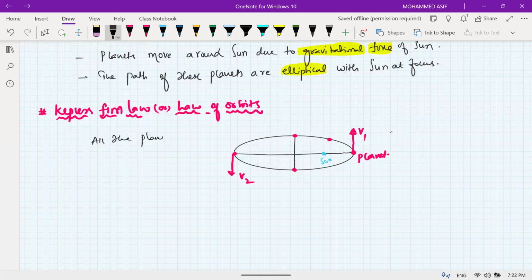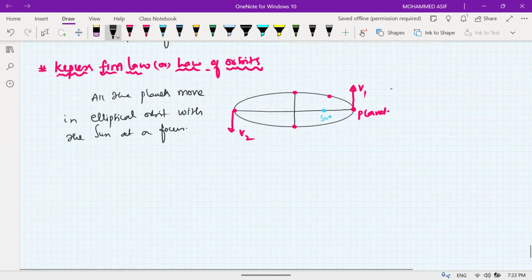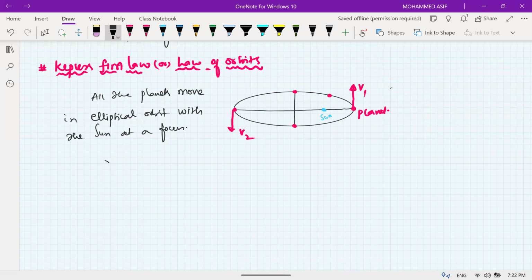All the planets move in elliptical orbit with the sun at a focus. Done, beta? Now what will we be using? For all the planets which are moving in elliptical orbits, beta, we conserve the momentum as well as the energy.